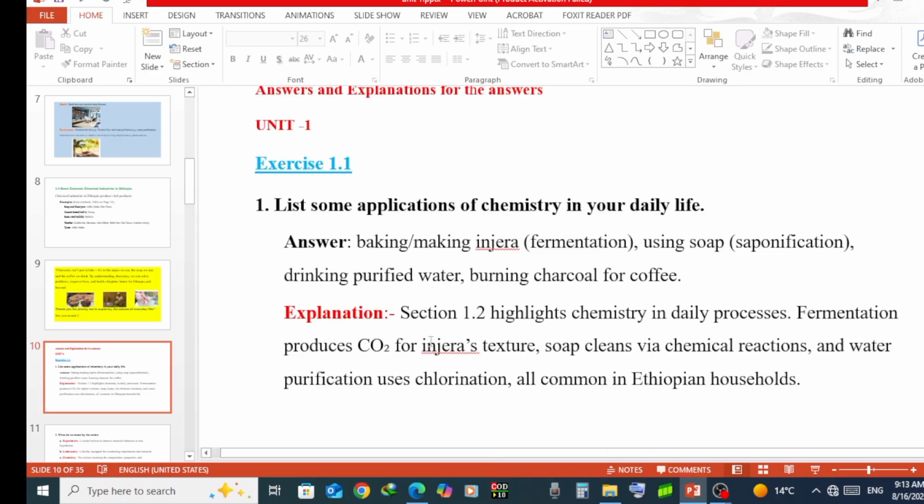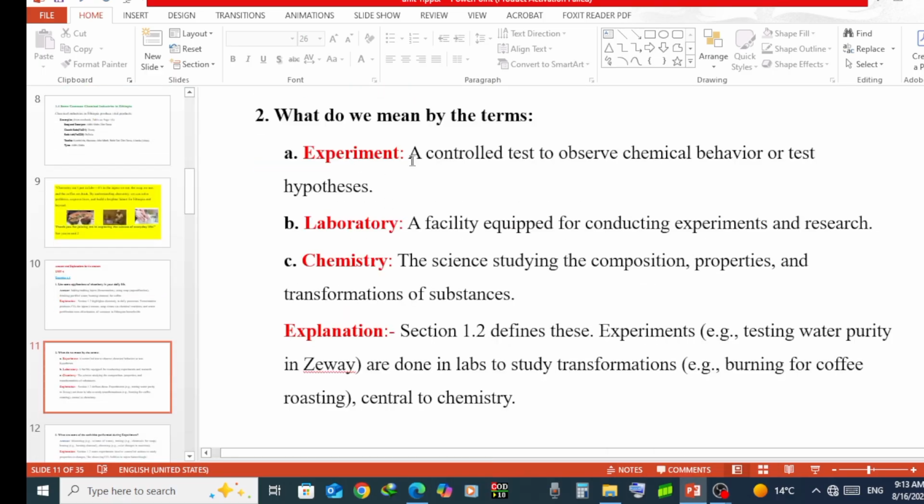Maybe the answer says experiment is a controlled test to observe chemical behavior or test a hypothesis. Laboratory is a facility equipped for conducting experiments and research. It's a facility equipped for conducting experiments and research.